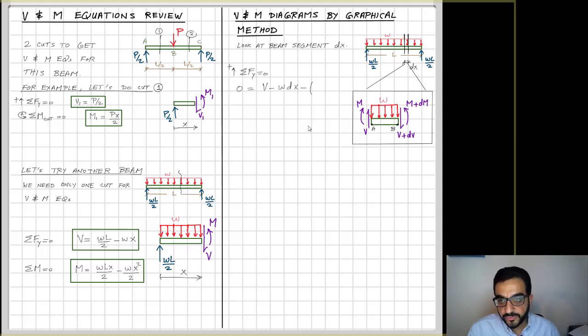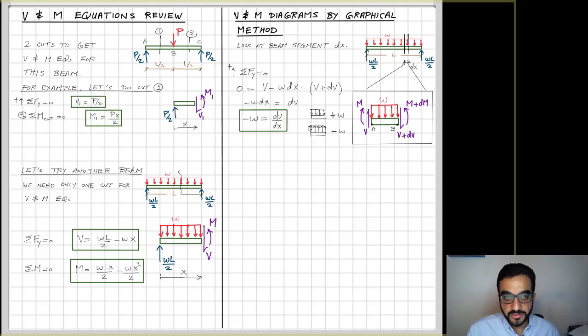If I do the sum of forces in y, comparing here the free body diagram to the sum of forces, I will end up with negative wdx is equal to dV. In other words, negative w is equal to dV over dx. That rate of change dV over dx is equal to the value of the distributed load, but now negative that value.